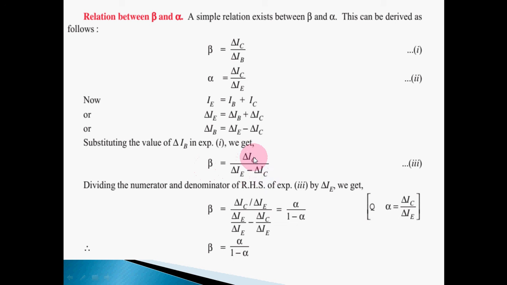Then divide both the numerator and denominator of this fraction, where the upper part is the numerator and the lower part is the denominator, by IE. We get IC divided by IE, over IE divided by IE minus IC divided by IE. We know that IC by IE is equal to alpha, so this is alpha over 1 minus alpha. So finally we get beta equals alpha divided by 1 minus alpha. This is the relation between alpha and beta.